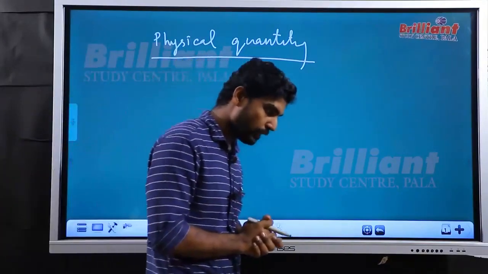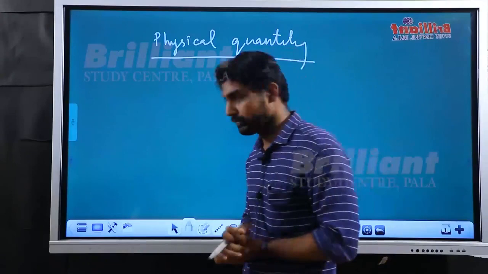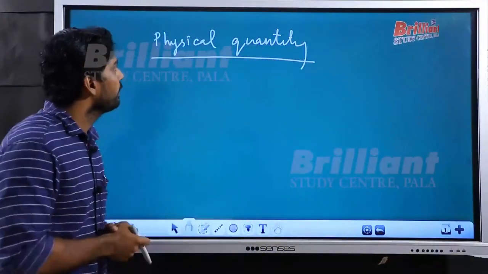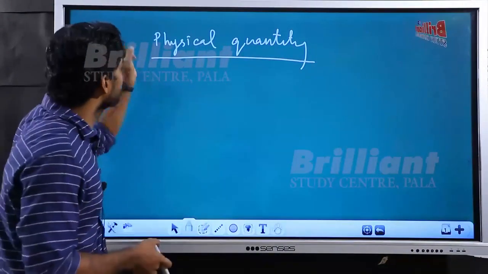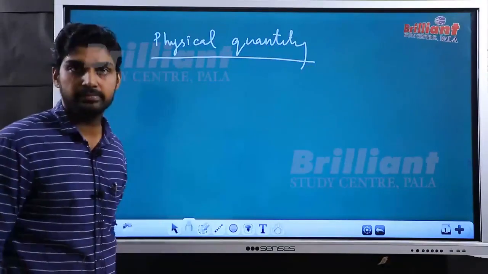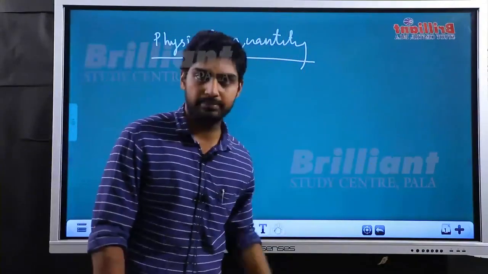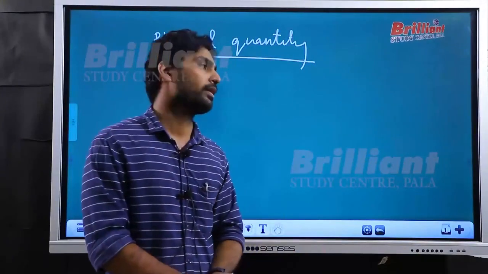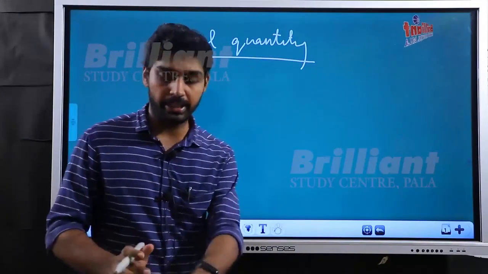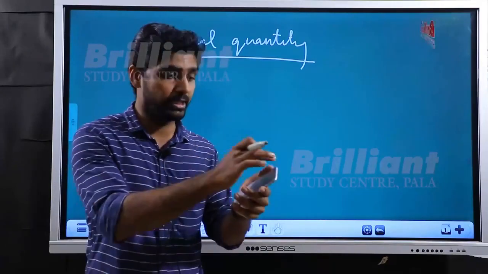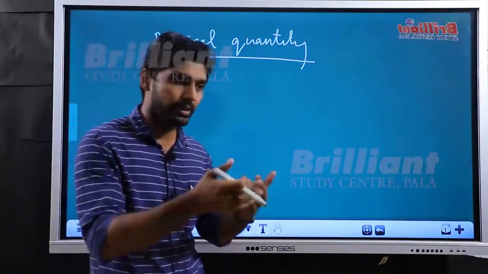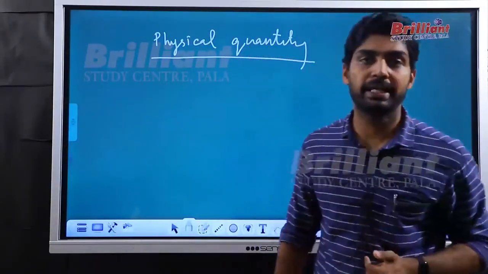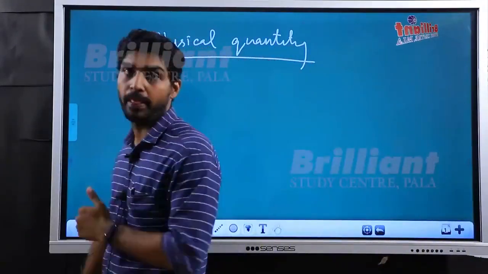Suppose I take an object. I'm taking this board. This board has some dimensions, some measurements. You can say there is length and breadth. I'll say that this length and breadth are physical quantities. Then I'm taking this phone. It will have similar dimensions like length and breadth. It will have some weight. So these quantities, like length, breadth, mass, weight, are what we call physical quantities.